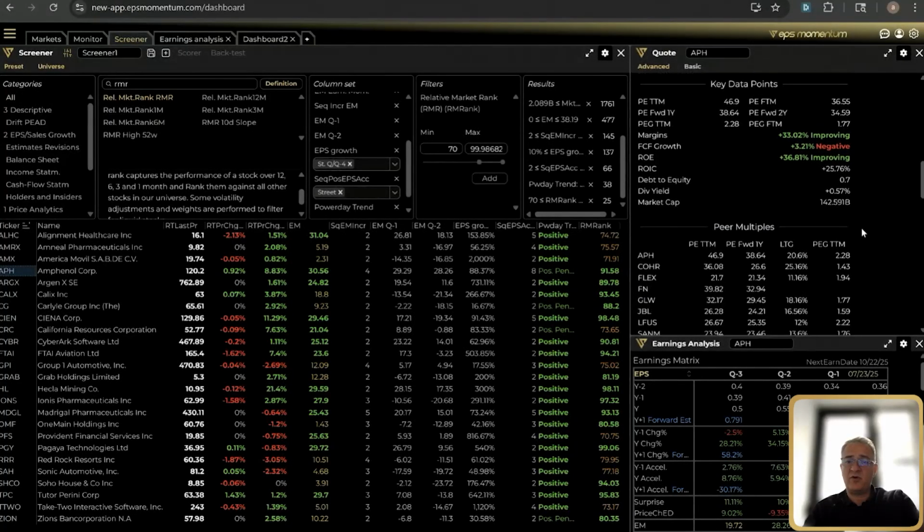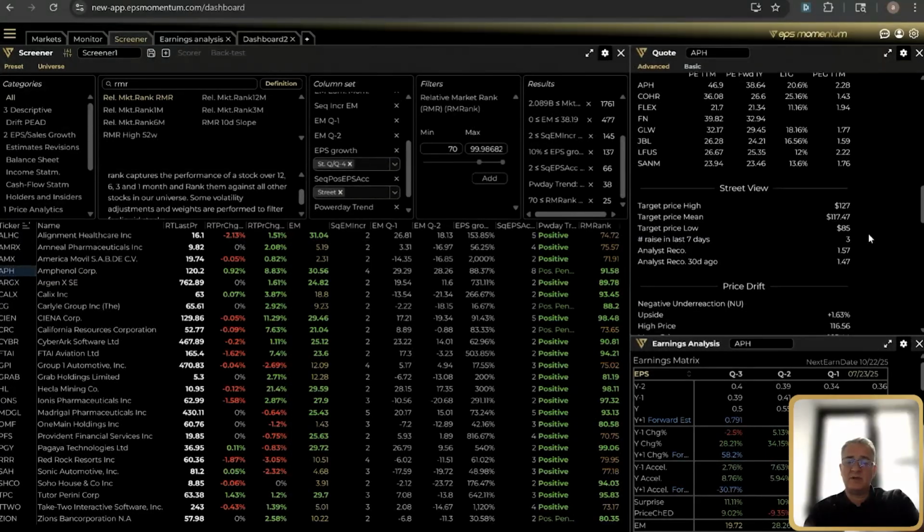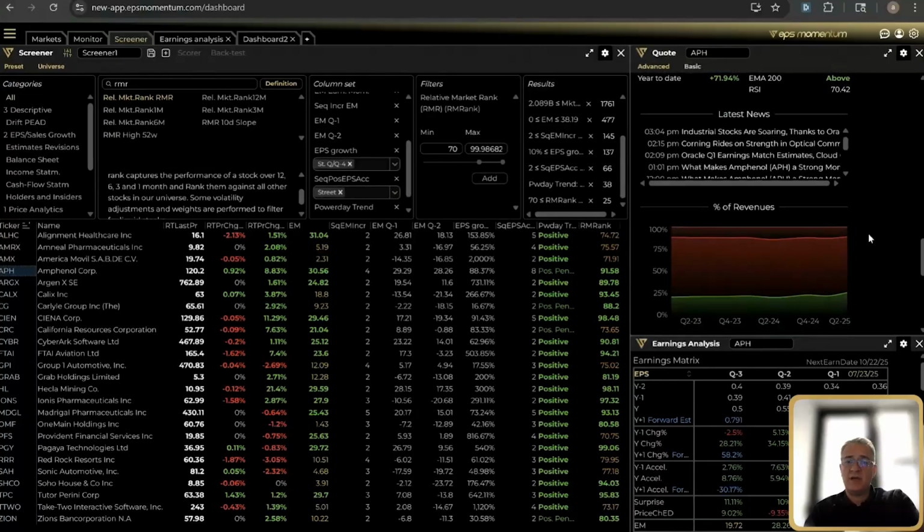The PE compared to competitors is on the upper end if you compare to others. But here's the thing. All the others have 12, 13, or 16% growth, except COHR. This guy has 20% growth, right? So a PEG of 228. That's interesting. So we can go into many other things here, the balance sheet, income statement.